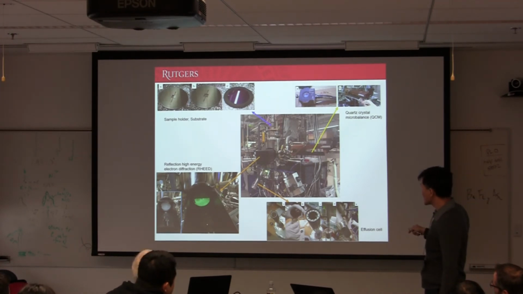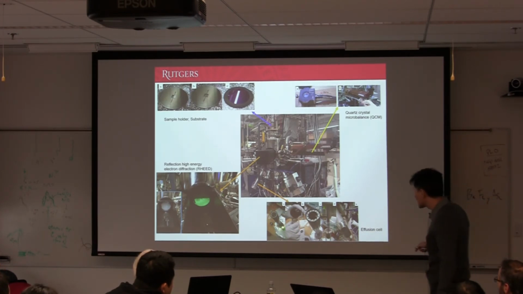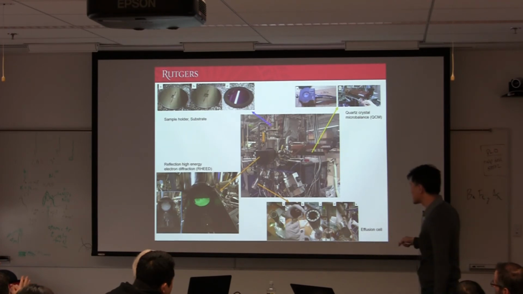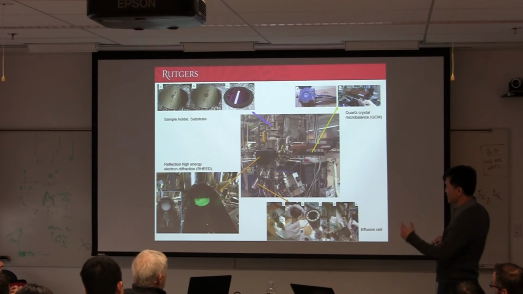And also these are the effusion cells. For example, this effusion cell has, let's say, bismuth or selenium or antimony or tellurium, each individual element. This is just an example. Maybe this is the selenium cell. You put in your selenium material.